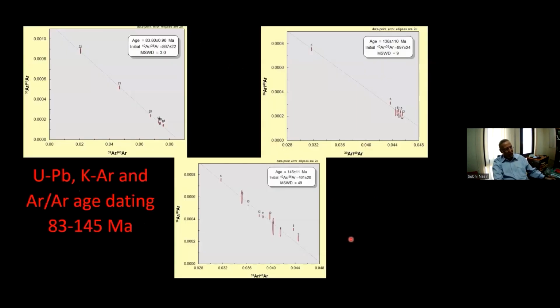I made several argon and uranium-lead age datings, and we found that the magmatism spans an age between 83 to 145 million years. If we compare it to Samail, the magmatism spans only 94 to 96 million years. That means 2 million years. And here we have around 60 to 70 million years of active magmatism.